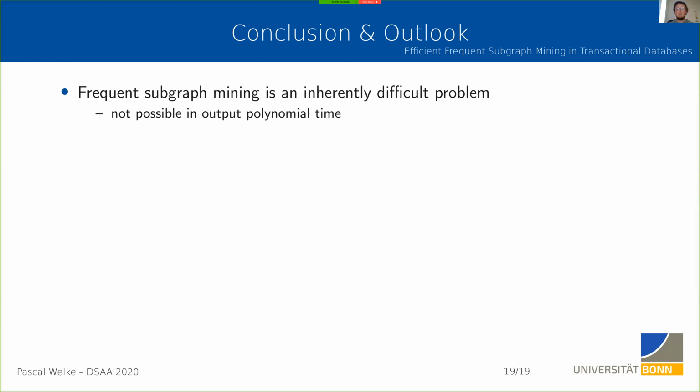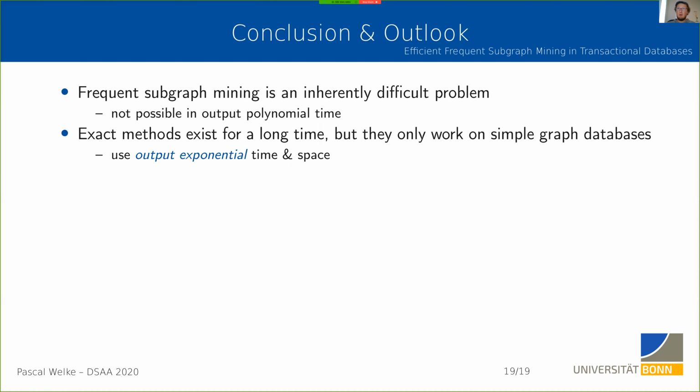In conclusion, please take home the following points, right? Frequent subtree and subgraph mining is an inherently difficult problem. It's in general not possible to do this in output polynomial time, meaning it's generally not possible to do this efficiently. Exact methods nonetheless exist for a long time, but due to the complexity issues above, they only work on very simple graph databases.